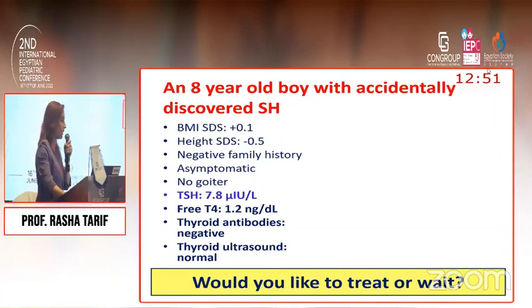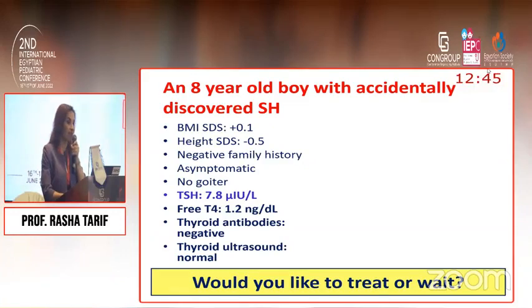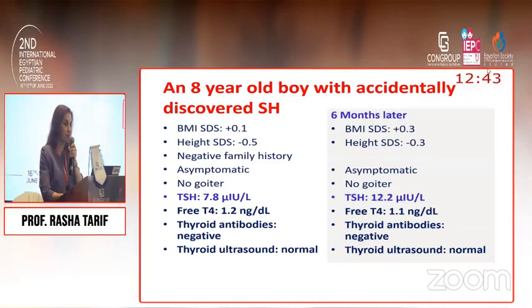We treat if the TSH is above 10 or if antibodies are positive. The child is not short. He doesn't have goiter, no symptoms. So we did not treat this child. Now, the boy came 6 months later, and look at the TSH. The TSH jumped to 12.2, thyroid antibodies are still negative, and the ultrasound is normal.